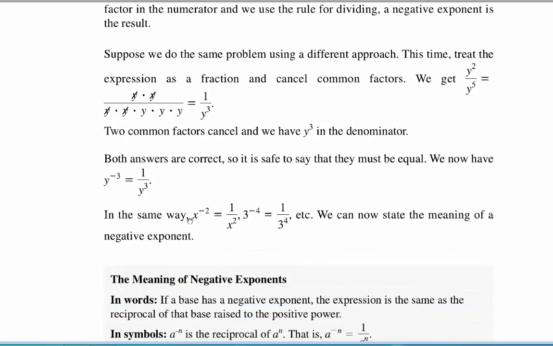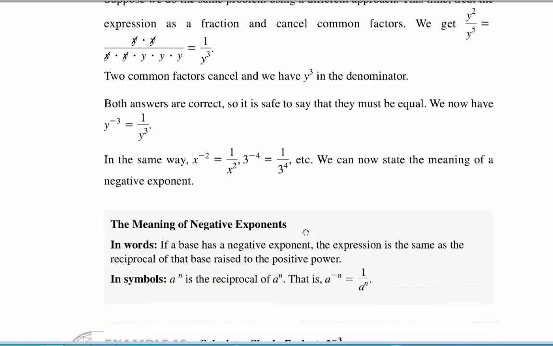If we had x to the negative 2, we could write that as 1 over x squared. 3 raised to the negative 4 can be written as 1 over 3 to the positive 4. So really what we're doing, if we have a base that's raised to a negative exponent, we take the reciprocal of the base and then make the exponent positive. The reciprocal of x is 1 over x, and then my positive exponent would be positive 2. The reciprocal of 3 would be 1 over 3, and again I make my exponent positive. So the negative 4 becomes a positive 4.